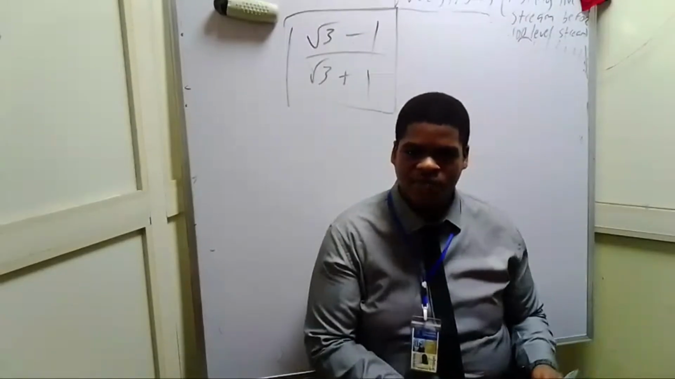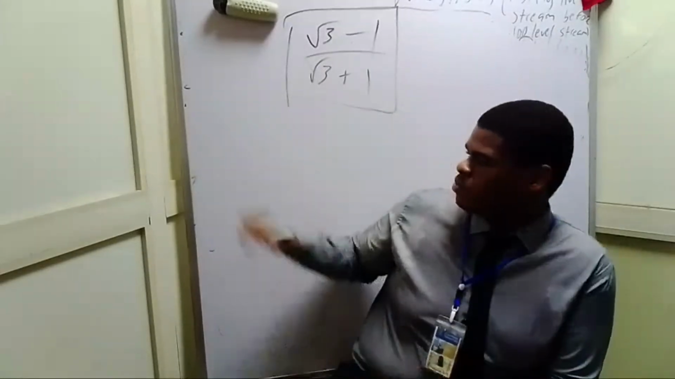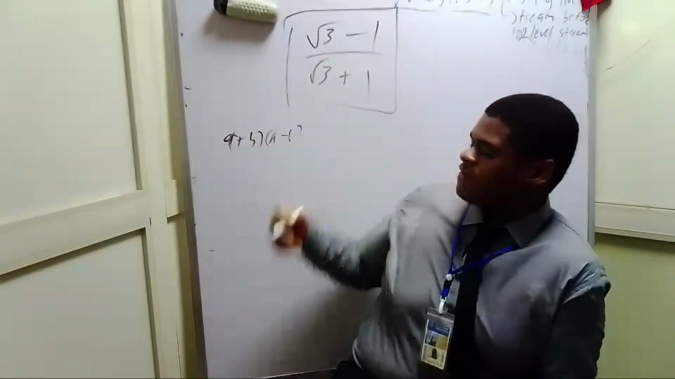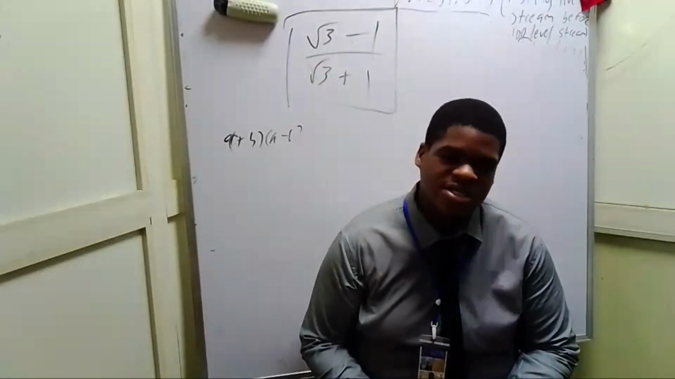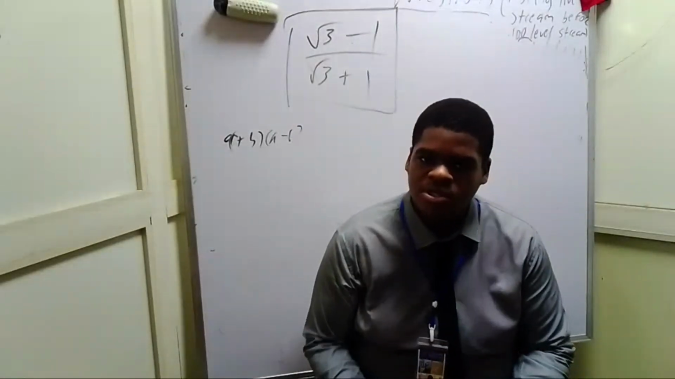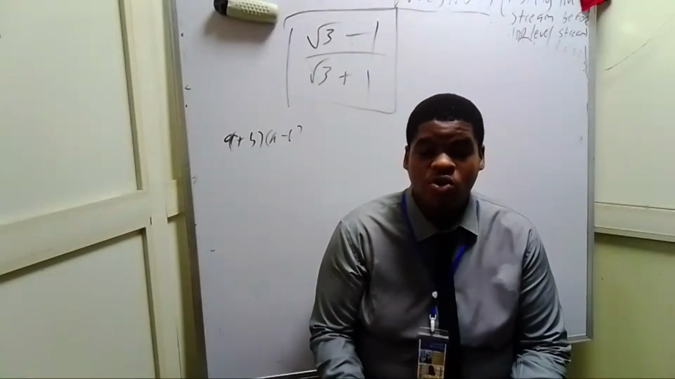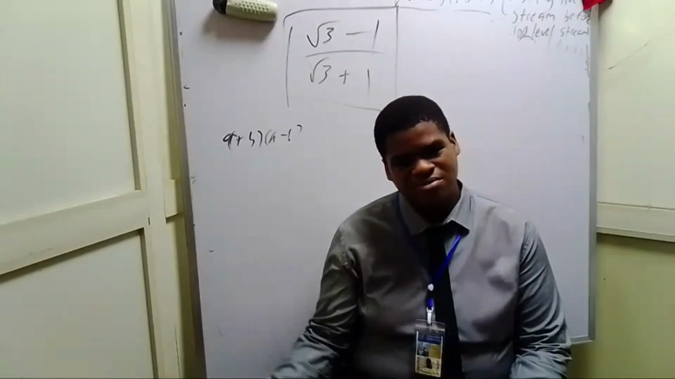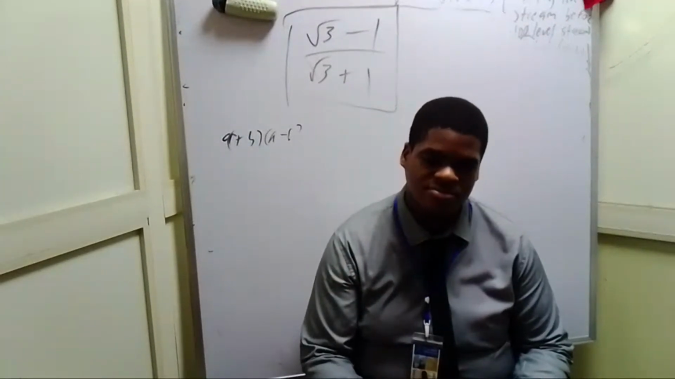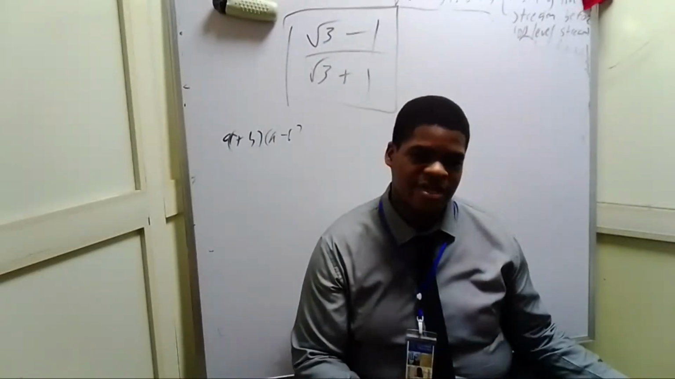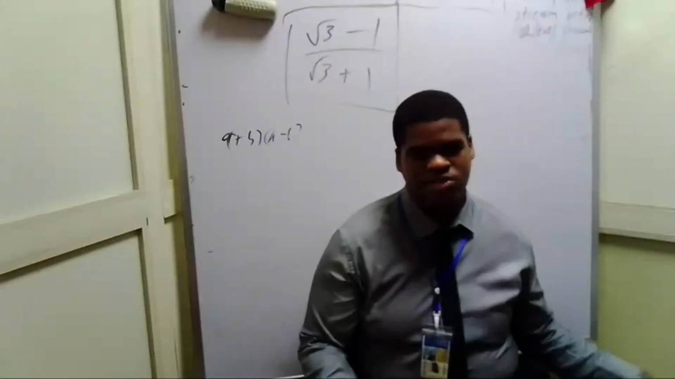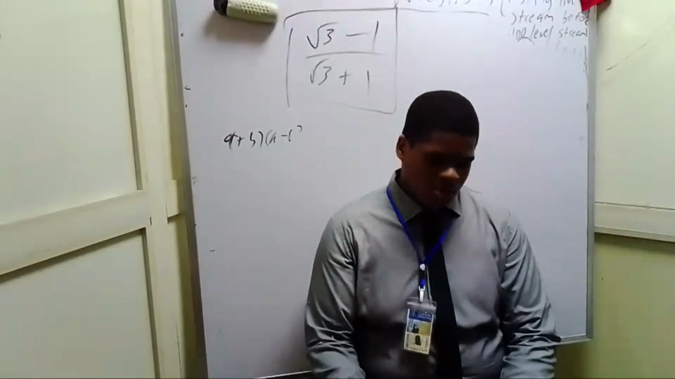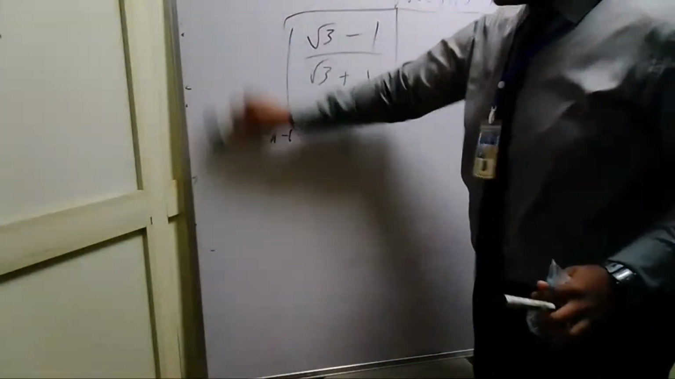Because if you multiply a number by its conjugate, you have a difference of two squares. So if you have a plus b multiplying with its conjugate, a minus b, you would have a squared minus b squared. That's the only math behind that. What number will you multiply with another number that will give you the difference of two squares? That will be the conjugate of that number. The conjugate of a plus b is a minus b, and the conjugate of a minus b will be a plus b. This is why I went back to the idea of conjugates.